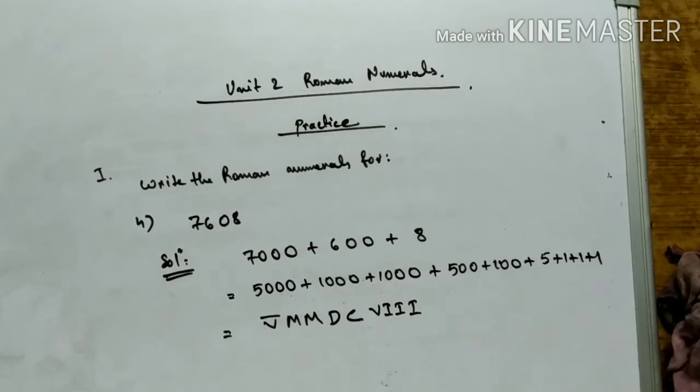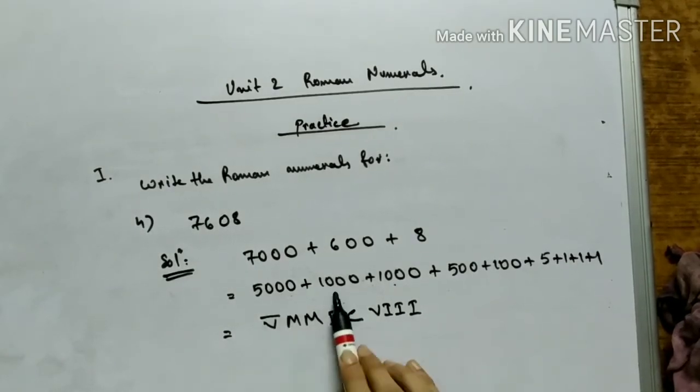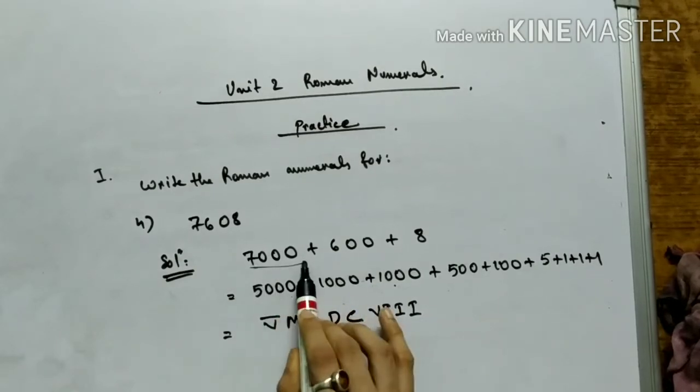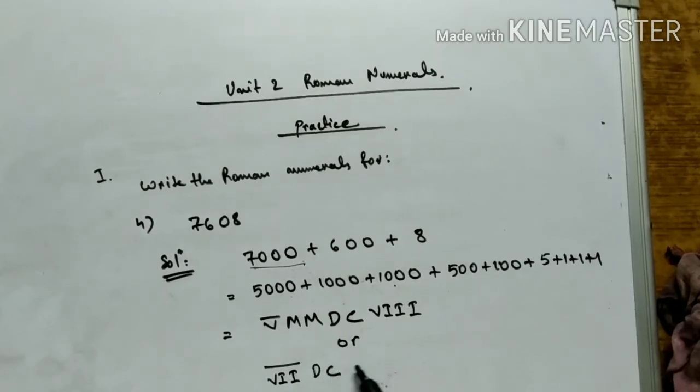Number H. Okay, they have given DCVI. Instead of writing in this way, 5000 plus 1000, this is 6000. Or you can write this one in this way also. You see, this is 7000. So this is VII. If I give a bar, then this will be 7000. Okay, and then DCVIII.